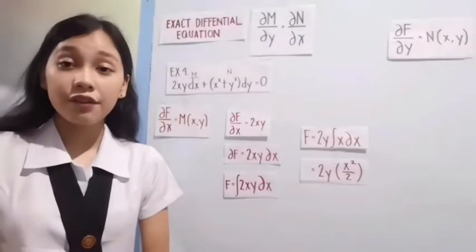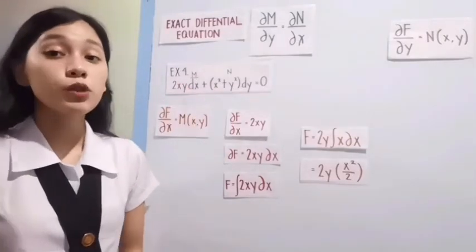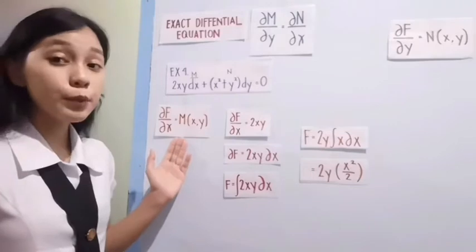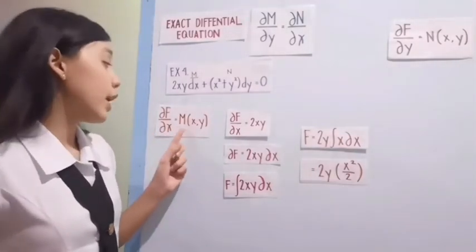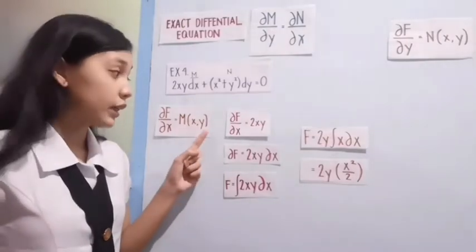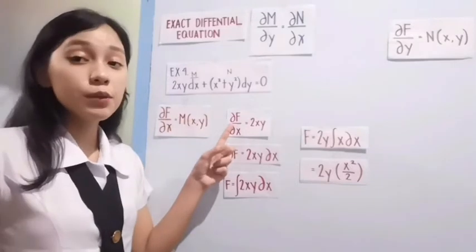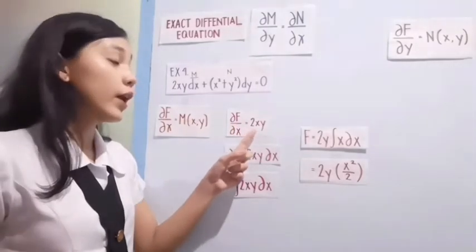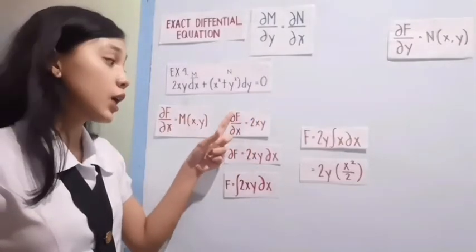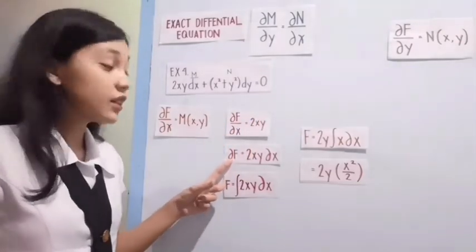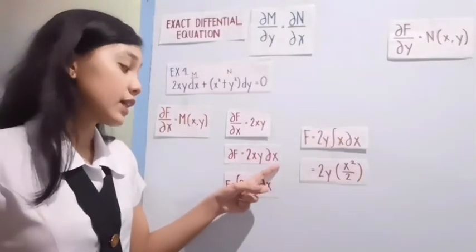So, sa paghahanap ng f, gagamitin din natin yung m at n natin. So, magsimula muna tayo sa m. Gamit yung formula na partial derivative of f with respect to x is equals to m with components of x and y. So, isa-substitute lang natin siya. So, the partial derivative of f with respect to x is equals to 2xy. So, ang mangyayari dito is i-cross-multiply lang natin siya, and ang mangyayari is the partial derivative of f is equals to 2xy partial derivative of x.